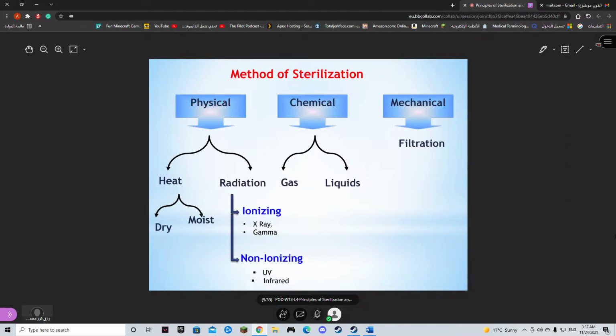Okay, so methods of sterilization are very important, guys. There are three types: physical, chemical, and mechanical. These are not only sterilization; they are disinfection as well, so don't confuse them with sterilization. Sterilization is completely wiping out microbes. We have methods for sterilization: chemical you can sterilize, physical you can sterilize.